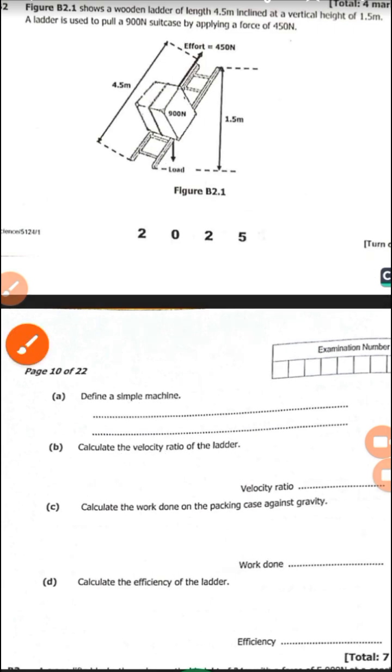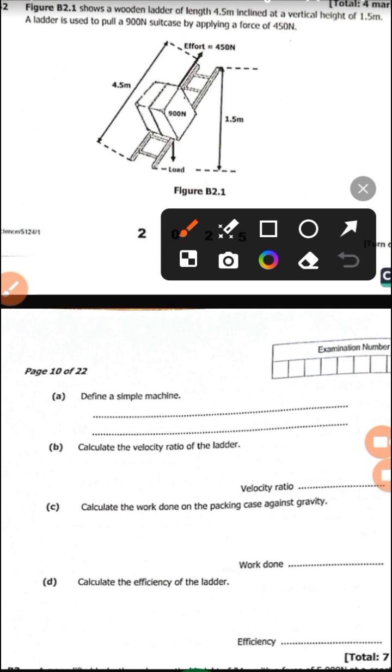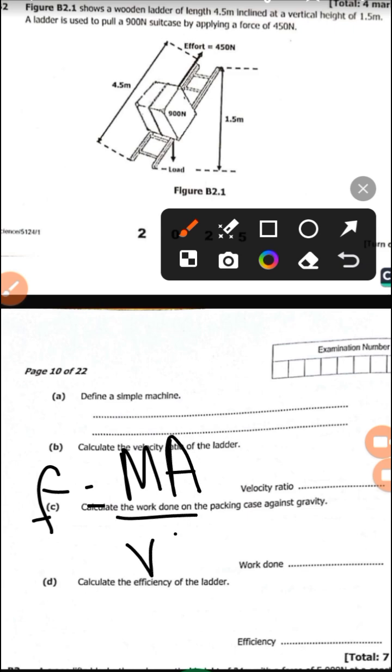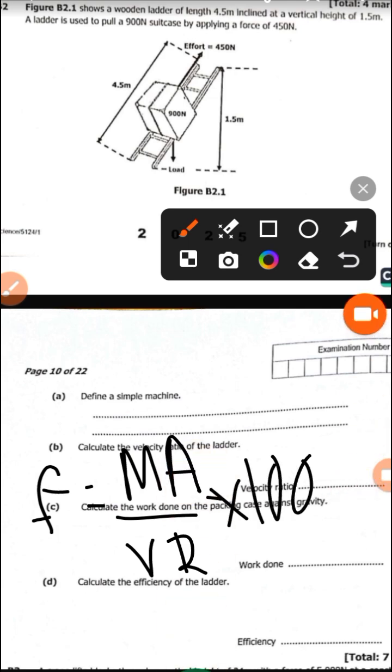Calculate the efficiency of the ladder. To calculate efficiency, we have to know first of all the formula, and also understand the meaning of efficiency. The formula we have: efficiency is equal to mechanical advantage over velocity ratio multiplied by 100. So this is the formula.